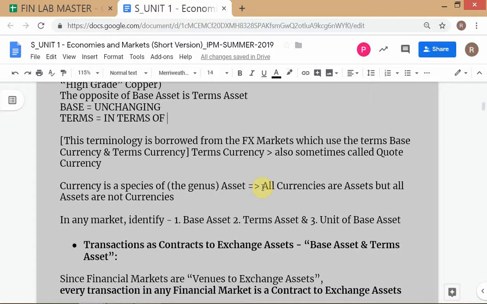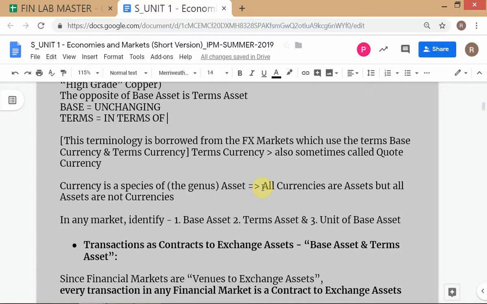If you want it to be more formal, though it doesn't sound very good in terms of the language, you write it as contract is a species of the genus agreement. But in normal language, we don't write it like that because it doesn't sound nice. We just say contract is a species of agreement. So the smaller category comes first. Similarly, I'm saying currency is a species of asset.